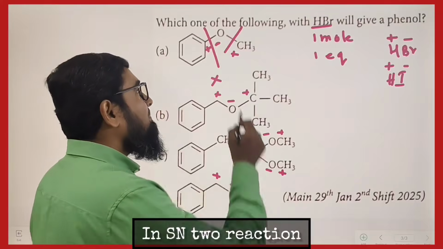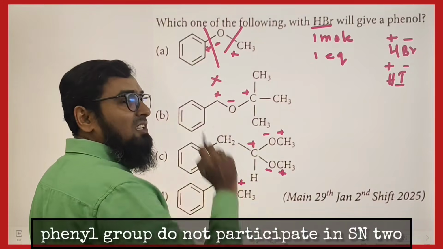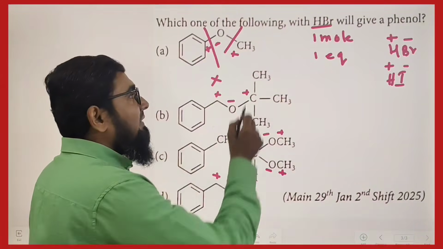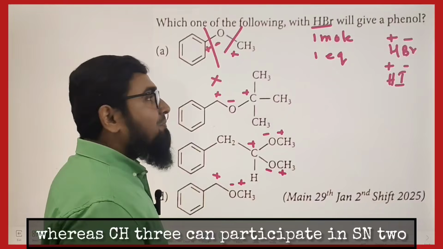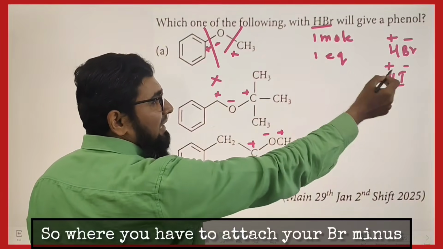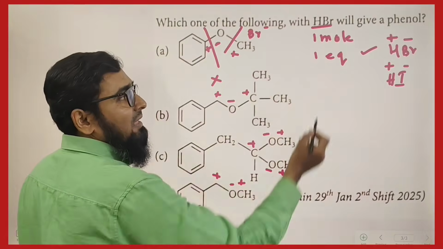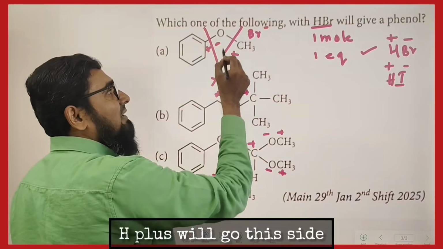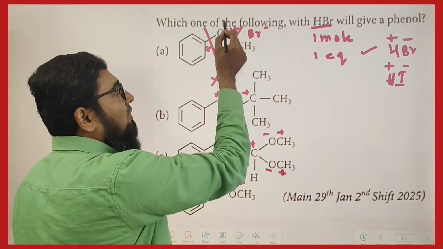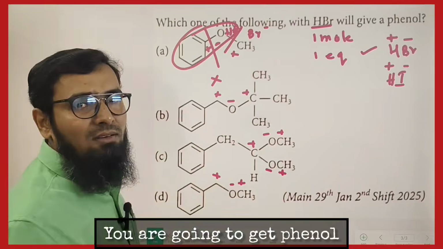In SN2 reaction, the phenyl group does not participate in SN2, whereas CH3 can participate in SN2. So where you have to attach the Br minus? Br minus you have to attach there. Then where will H plus go? H plus will go this side. So what are you going to get here? You are going to get phenol.